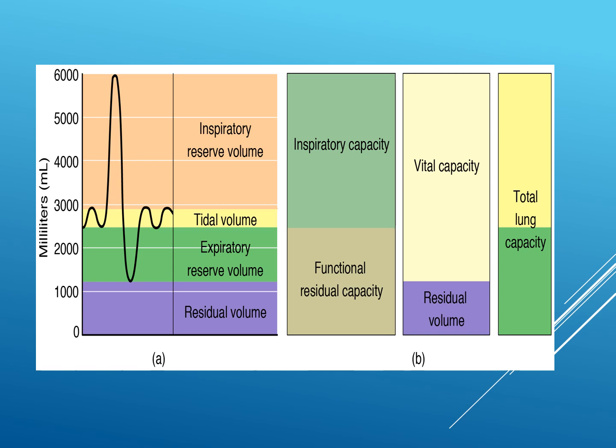And the next volume is inspiratory reserve volume. So it is defined as the extra volume of air that can be inhaled by maximum inspiratory effort over and beyond the normal tidal volume. It is about 3000 ml in a normal adult male.